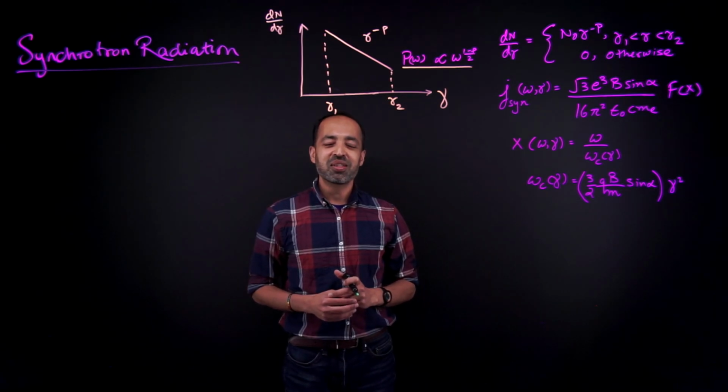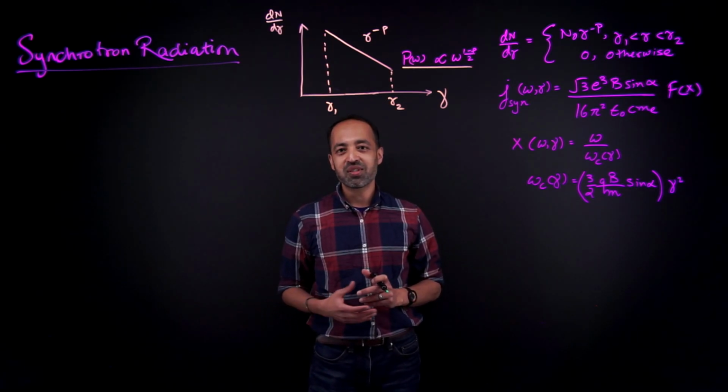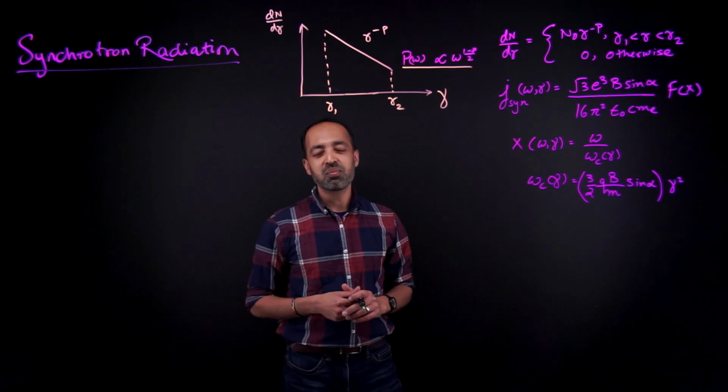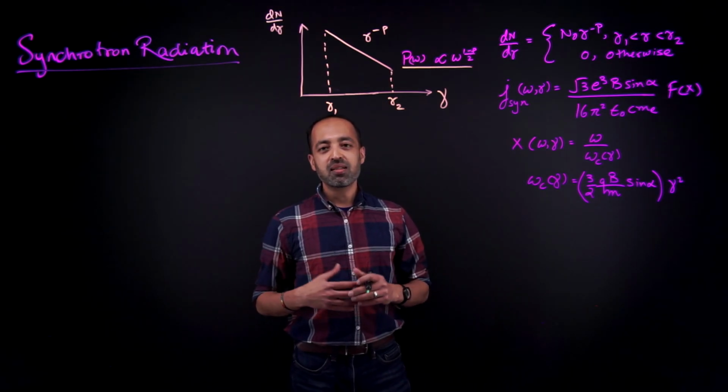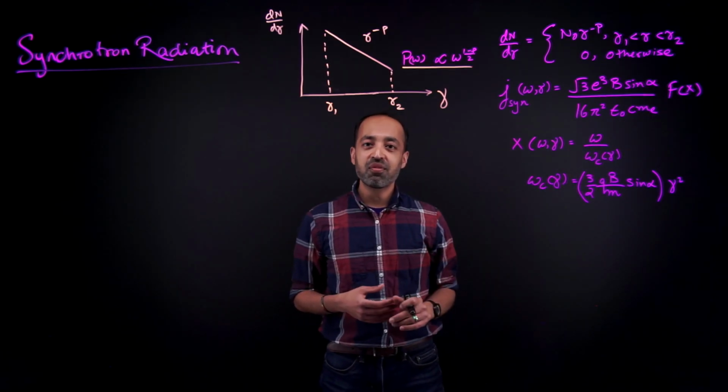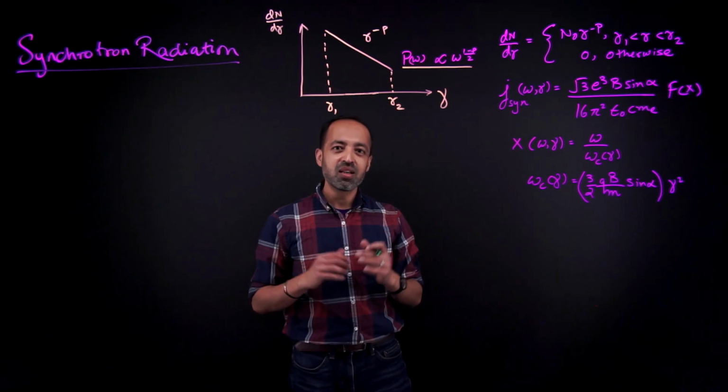Welcome back to the second part of our lecture series on the discussion of synchrotron radiation. In this part, we are discussing the radiation spectrum from a power-law distribution of particles. Prior to this, we discussed the radiation spectrum from a single particle. We showed that it has this synchrotron F function shape, so it's a kind of peaked function.